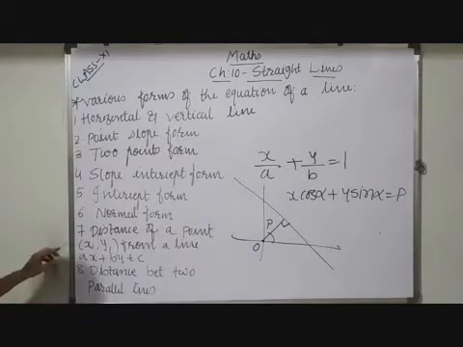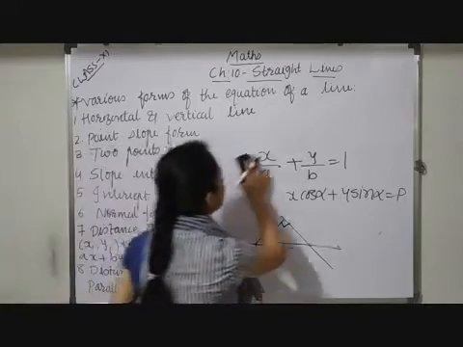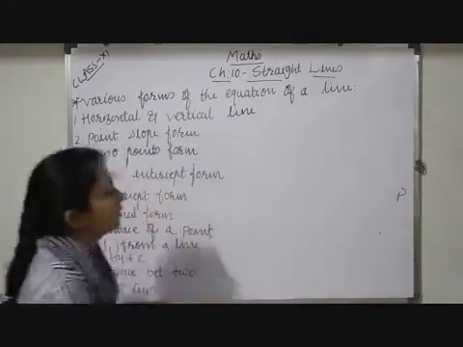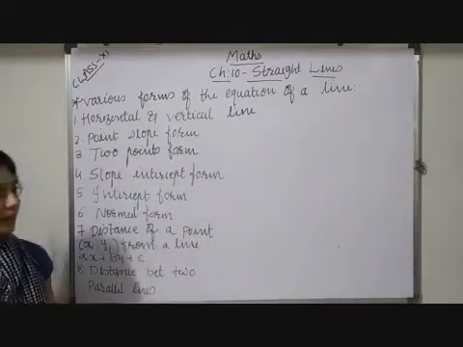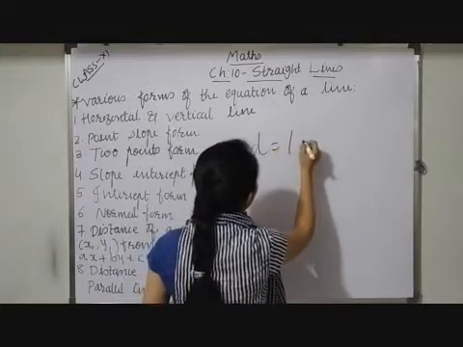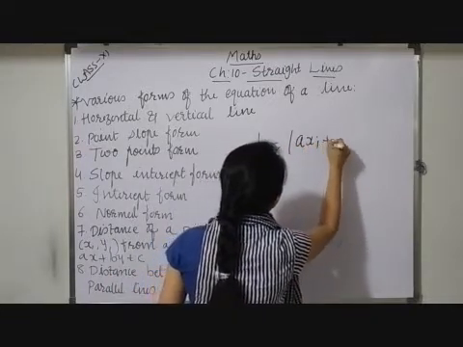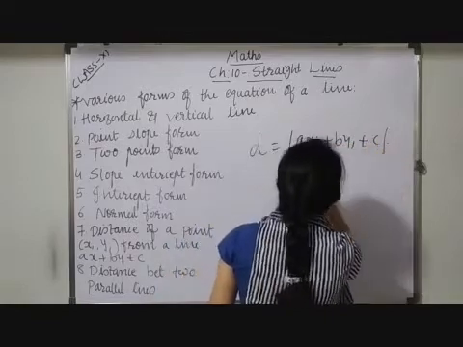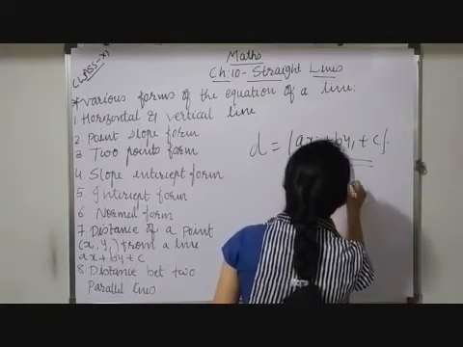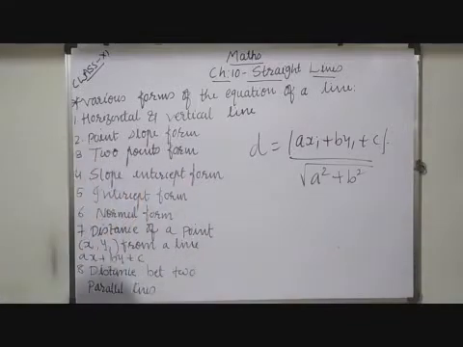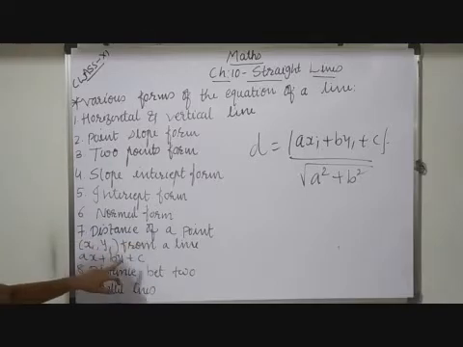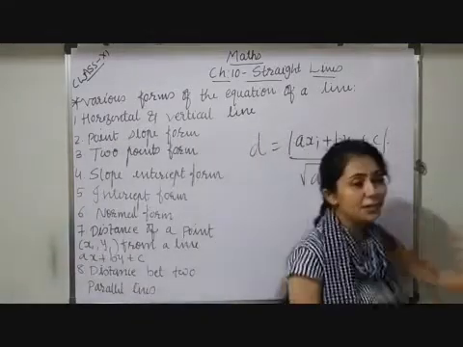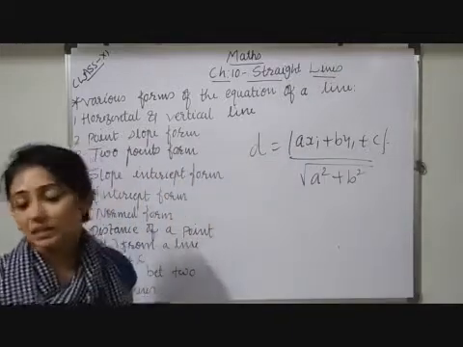After that, next is the distance of a point (x1, y1) from a line ax plus by plus c. Suppose I am having one line and a point, and I want to find the distance. The distance formula will be modulus of ax1 plus by1 plus c upon under root of a square plus b square. Here, ax and by are replaced by x1 and y1 for the point.